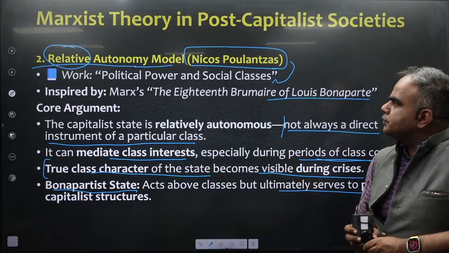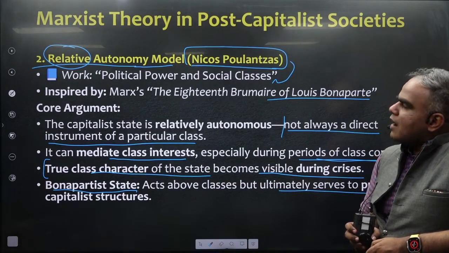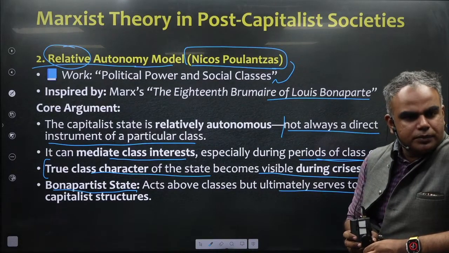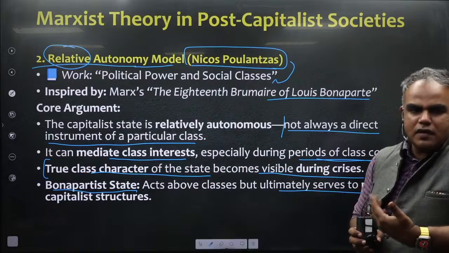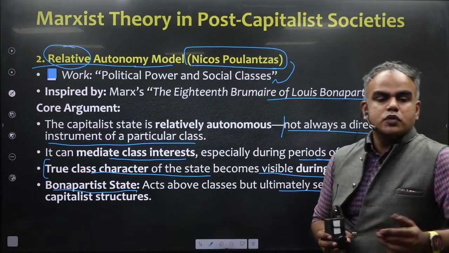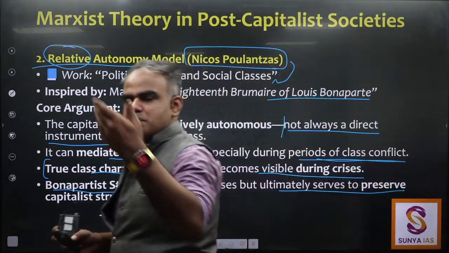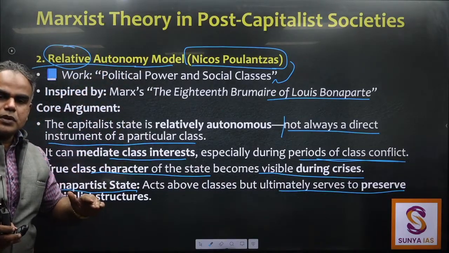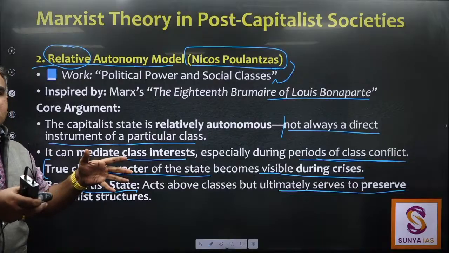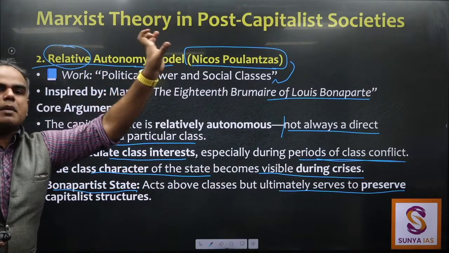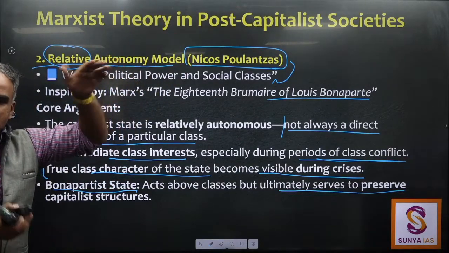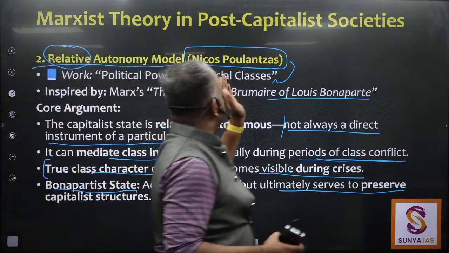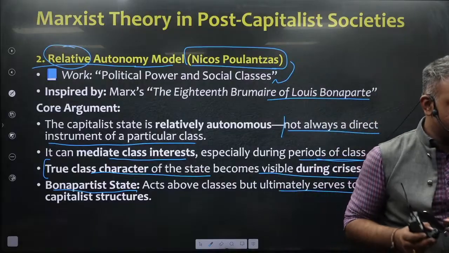Is this clear? So we have to understand that yes, there are two different parts. One is the relative autonomy model, which you can explain, and then you also have the instrumentalist model. So whenever there is a question, otherwise just simply don't write one paragraph. If you break it down and write, then the examiner will know that you have a very good understanding, that capitalist, post-capitalist societies are covered differently, post-colonial societies are covered differently. So one is an instrumentalist model and one is a relative autonomy model. Okay?